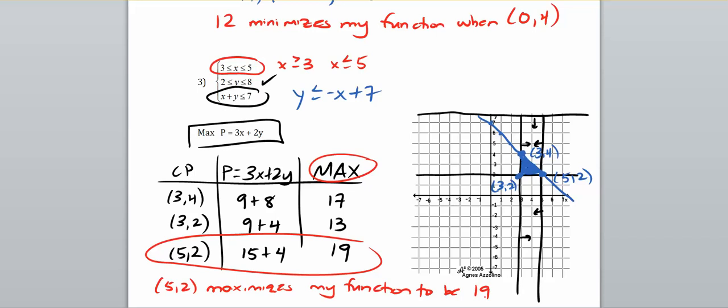All right, so on the homework tomorrow we're going to work on finding the maximum and minimum when I'm given a graph, and then we're also going to work on graphing it on our own, coming up with our corner points, and then determining the maximum or minimum of the function.